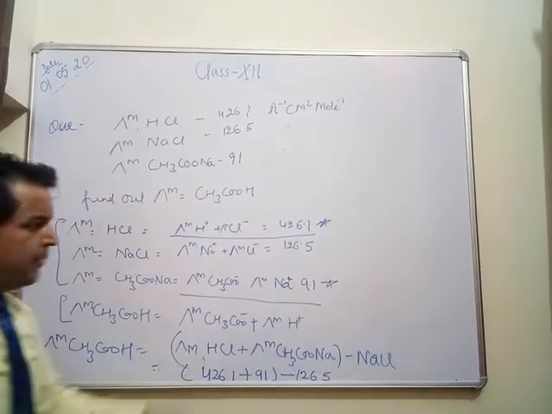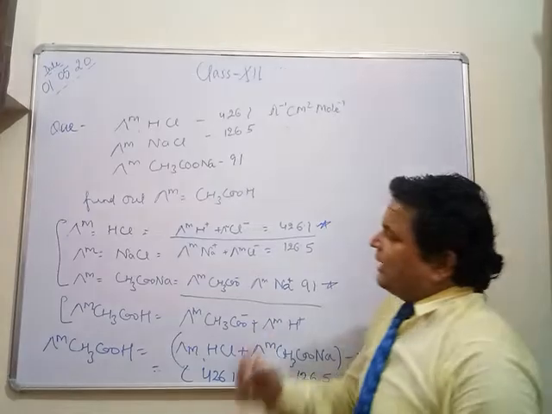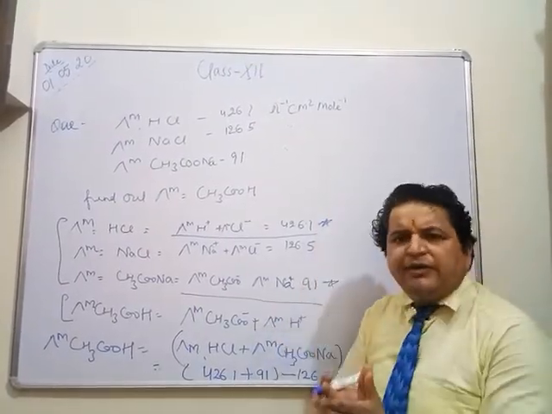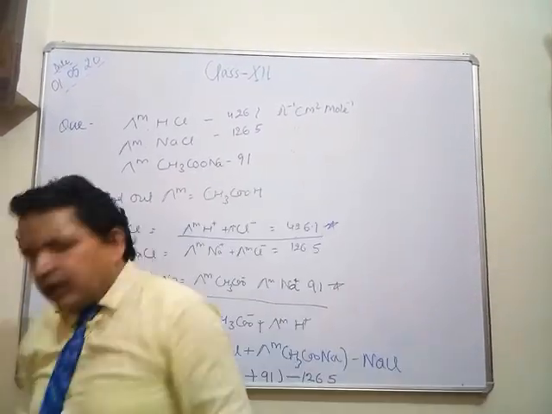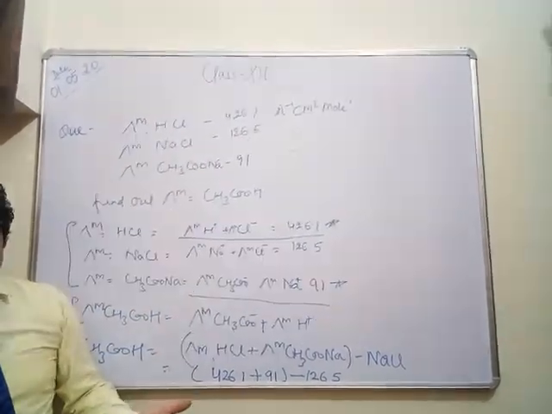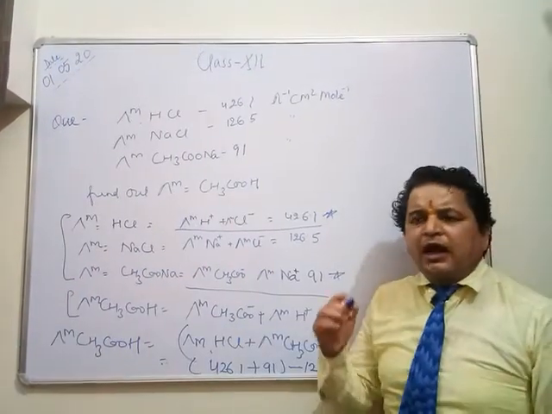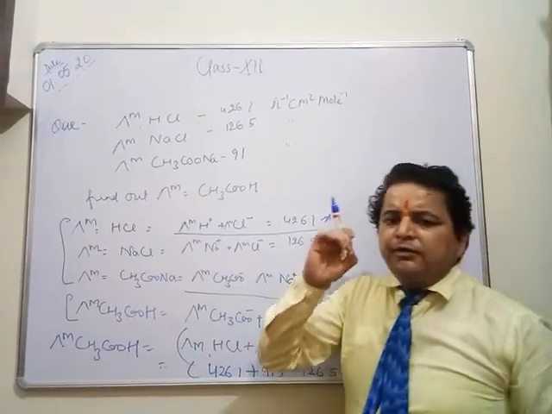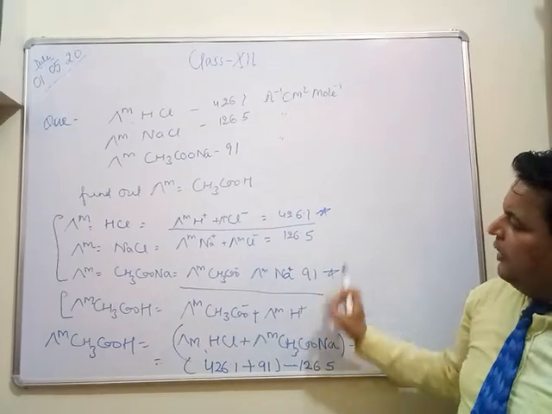This is one of the most important applications of Kohlrausch's law, that it is useful to find out the conductivity of a weak electrolyte. As I told you, a weak electrolyte cannot dissociate completely into its ions, that's why it is not possible to find out their molar conductivity individually. That's why their molar conductivity can be calculated through Kohlrausch's law in this way.